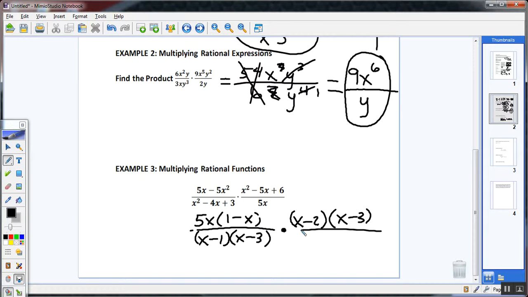And then can I factor 5x at all? Answer is what? No. All right, kids, watch what happens when we want to multiply this mess out. What does this 5x do to this 5x? Gone, isn't it? Anything else that's gone?